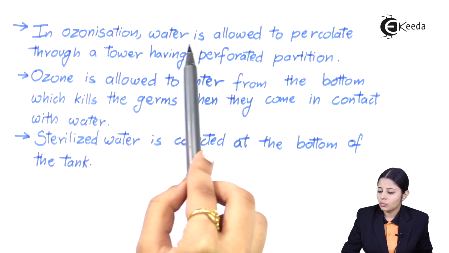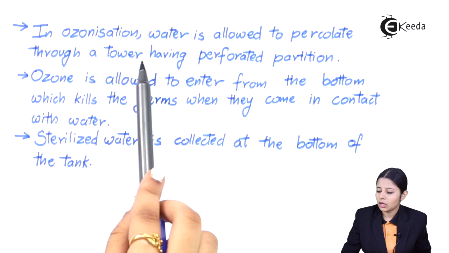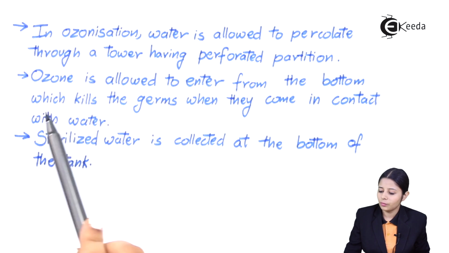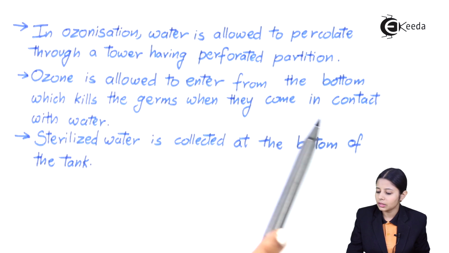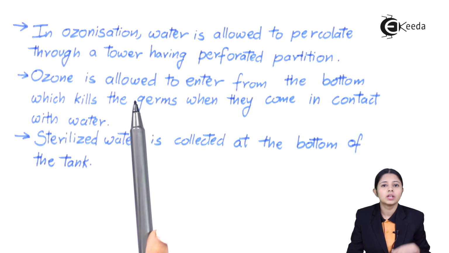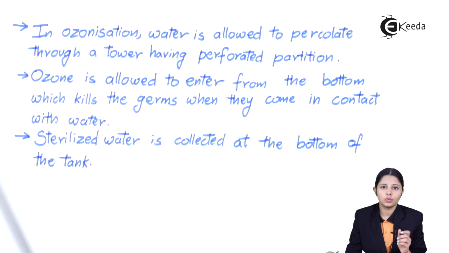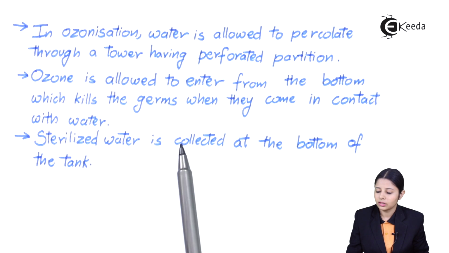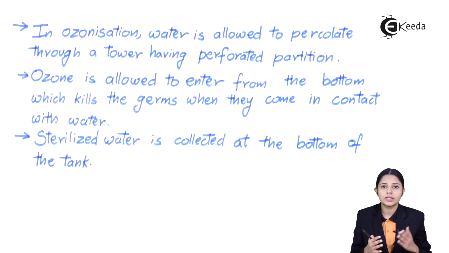In ozonization, water is allowed to percolate through a tank having a perforated partition. Ozone is allowed to enter from the bottom, which kills the germs when they come in contact with water. And how will it do it? It will do it with the help of nascent oxygen, which is formed due to disintegration of ozone. Sterilized water is collected at the bottom of the tank. So this is how the entire ozonization takes place. It is one of the most important methods for sterilization of water.